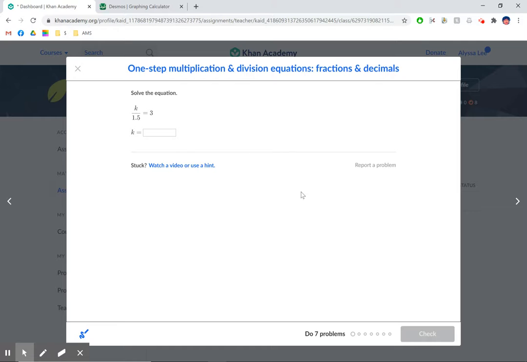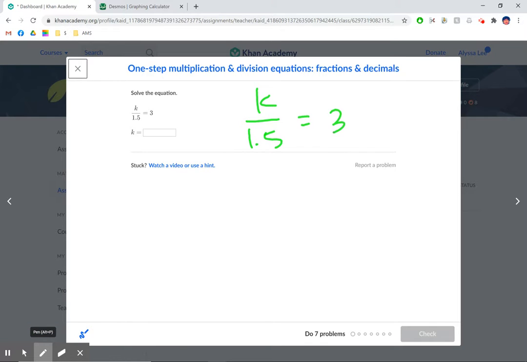Solve the equation k over 1.5 equals 3. So let's do what we can. Some number divided by 1.5 equals 3. Maybe you can do it in your head, but I would recommend that you don't. We know the reverse of division is multiplying. So let's multiply both sides by 1.5. That's how we undo that division.